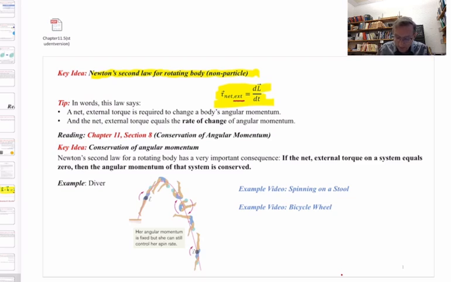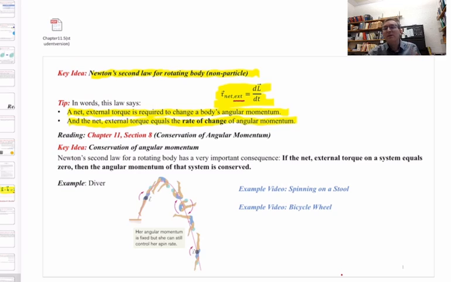momentum. So, in words, a net external torque is required to change a body's angular momentum, and the net external torque equals the rate of change of the angular momentum. Tau net external equals dL/dt. You need an external torque to change a body's angular momentum. External torque, that's a torque from an external force. Torques from internal forces are called internal torques. And apparently, according to Newton, internal torques cannot change a body's angular momentum.